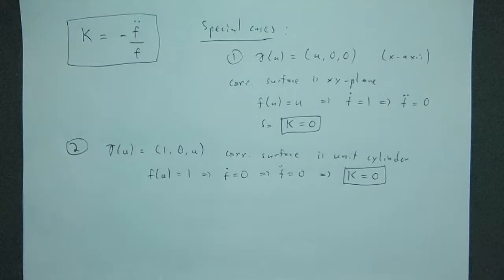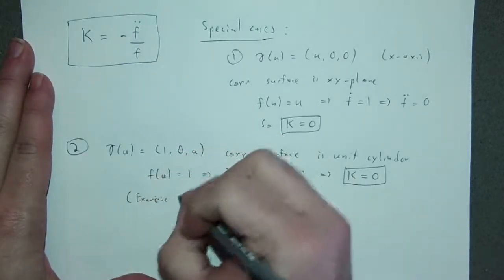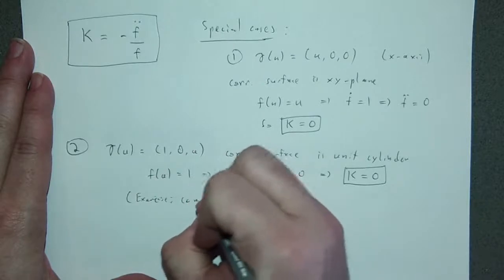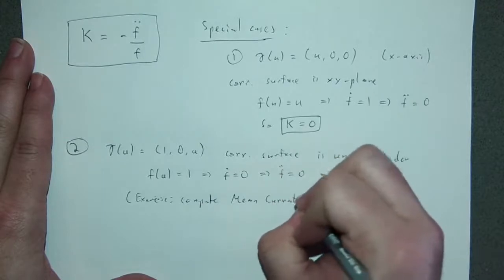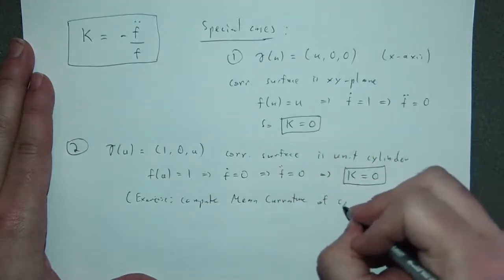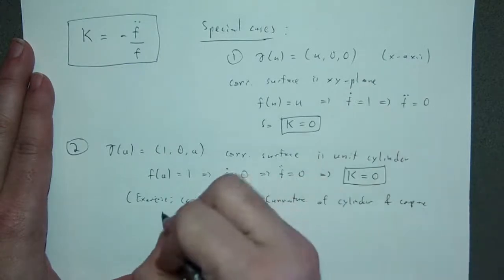Now it turns out, I'm not going to do this here, but you can do this if you want. It turns out that if you were to compute the mean curvature of the unit cylinder, you will find that they differ. So maybe an exercise: compute the mean curvature of the cylinder and compare to the mean curvature of the plane.